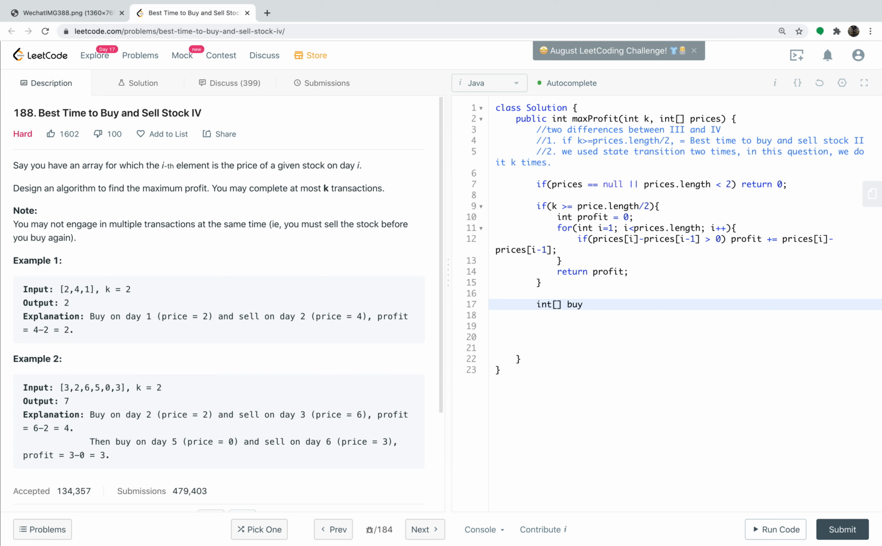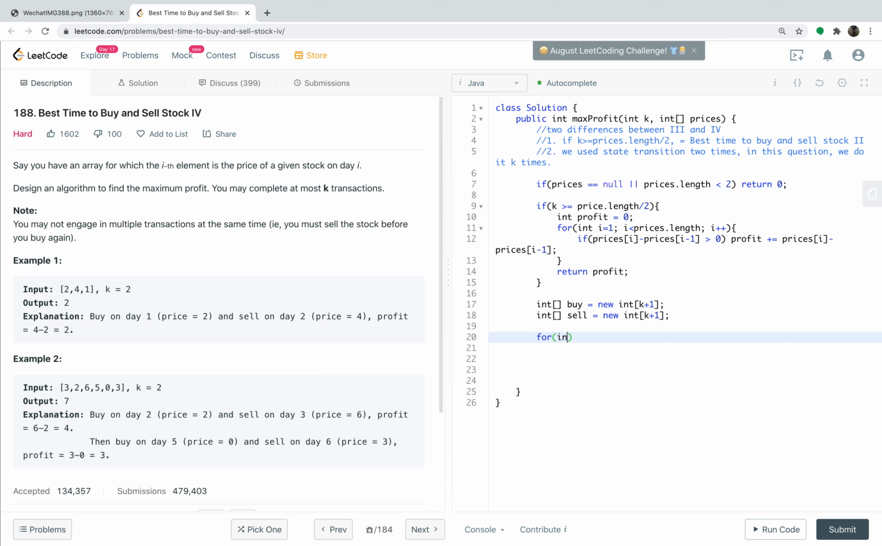And also we have sell as an array of k plus 1. This is because we can do the transition from the first transaction to the k-th transaction such that we can find the largest profit.